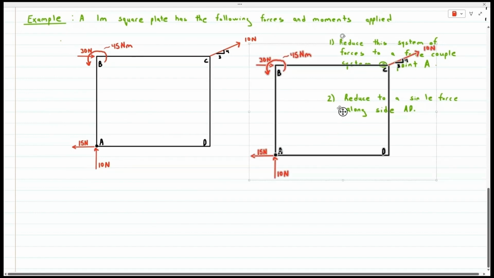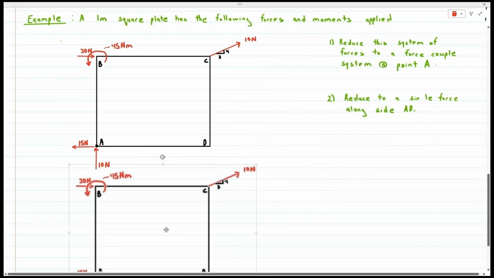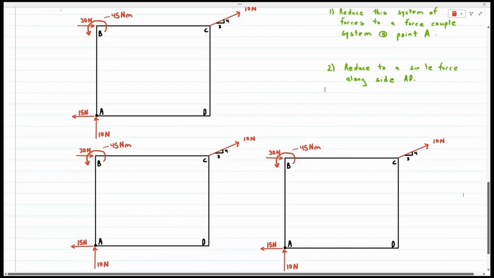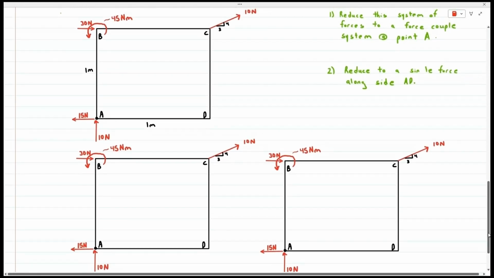Let's go ahead and draw our two other equivalent systems that we're going to need to solve our two other problems. The first thing we're going to do is start off noting that it's a square plate. So each side is 1 meter. The next thing that we're going to do is find the sum of the forces and sum of the moments.